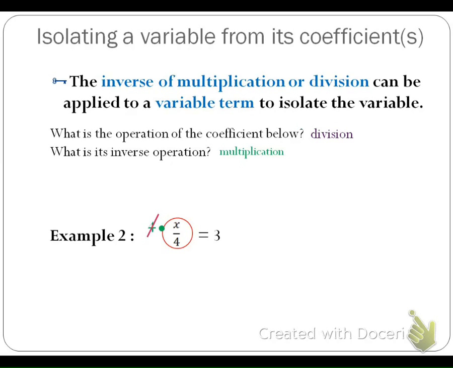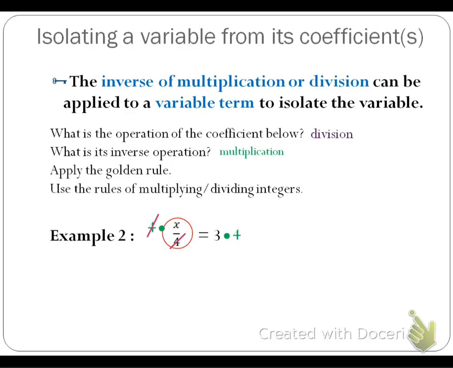This will cancel out because you'll have the same number, one that's up high and one that's down low of the fraction, that will cancel out. But we have to apply the golden rule. Whatever we do to one side of the equation, in this case we multiply by 4, we have to do to the other side. Then you use the rules of multiplying and dividing integers. So our x is all by itself, and 3 times 4 is equal to 12.